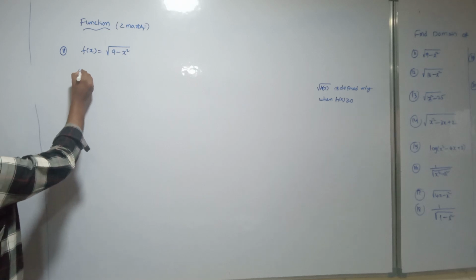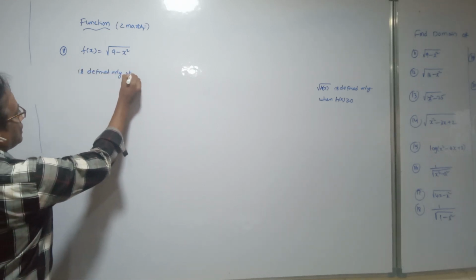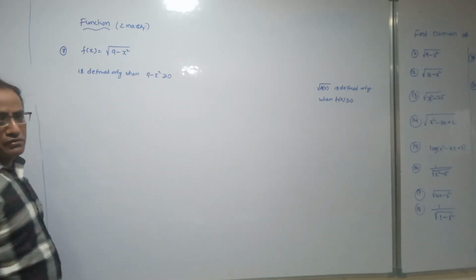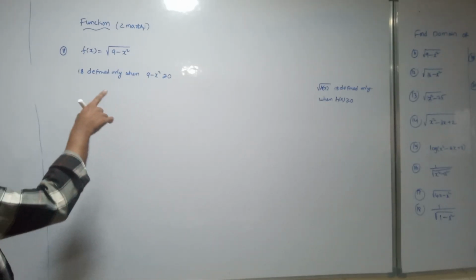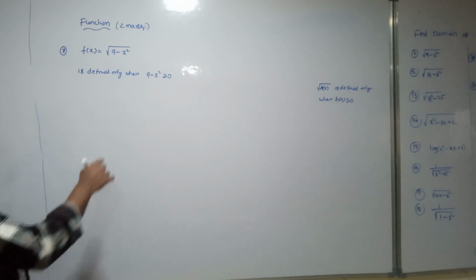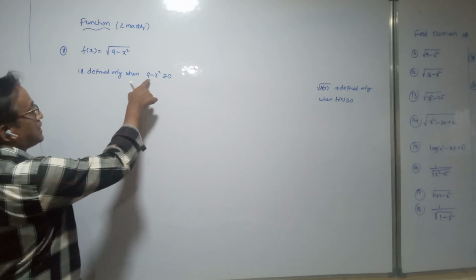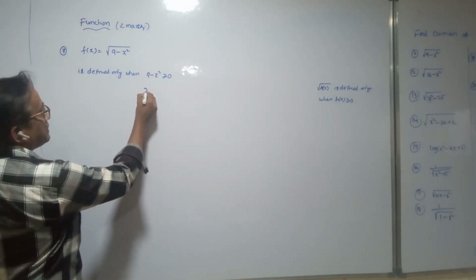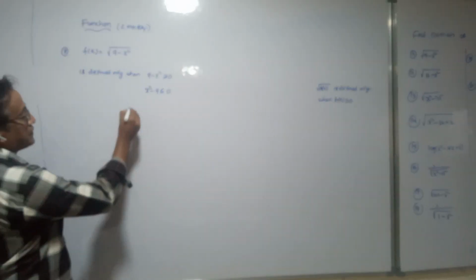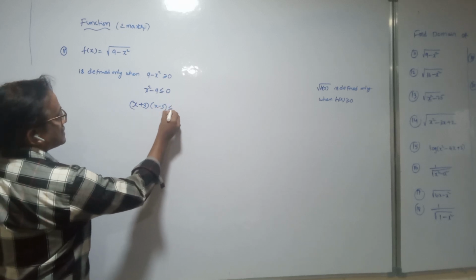So it is defined only when 9 minus x square is greater than or equal to 0. Any function in this form is defined in this case only. Domain means you have to find the set of all x for which the function is satisfied. Now multiply with the minus. You will get x square minus 9 less than or equal to 0. This is x plus 3 into x minus 3 less than or equal to 0.